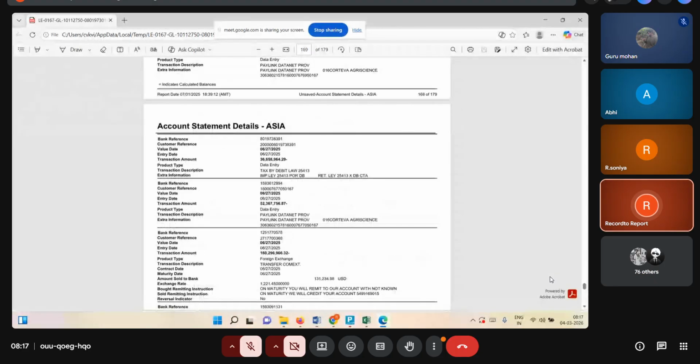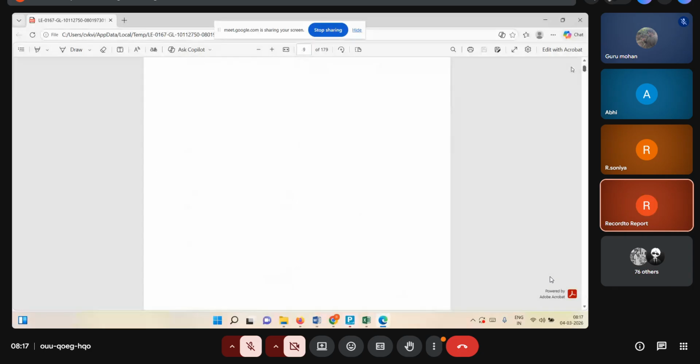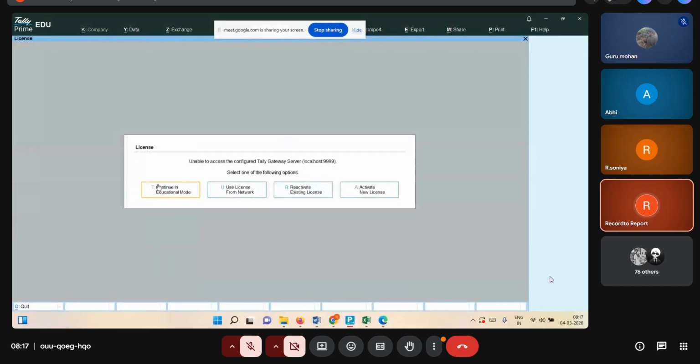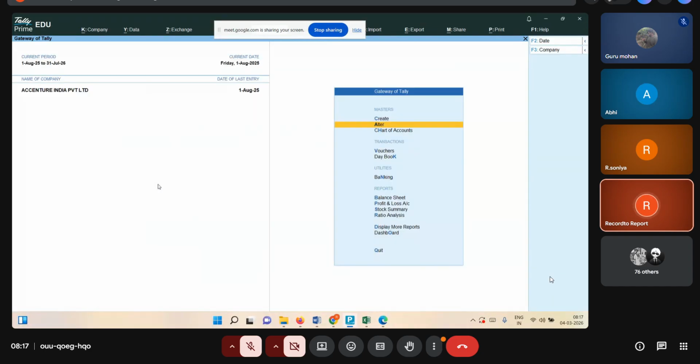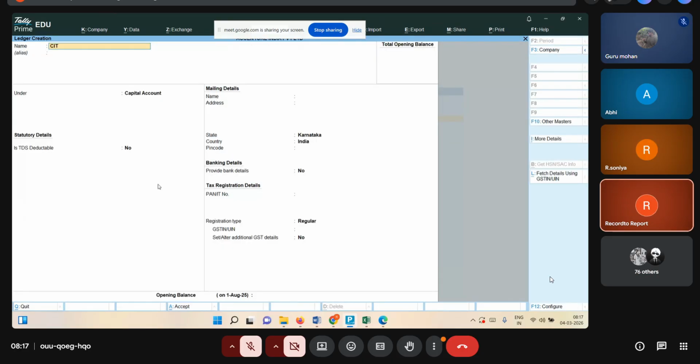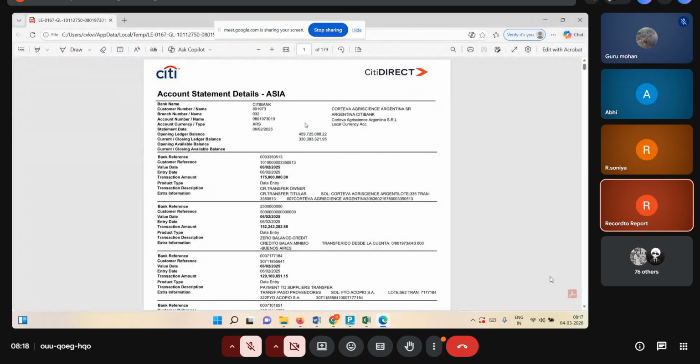See, let's think about the beginning balance of this particular day. Let me create one bank ledger. What is this bank, guys? The bank name is Citibank. So what is the account number? Here it is.